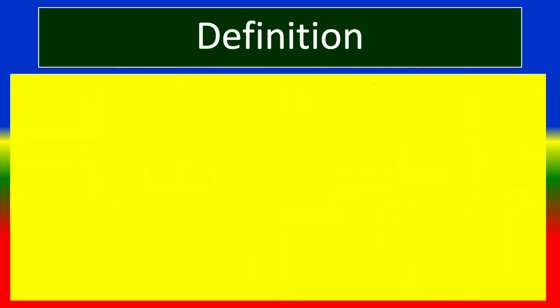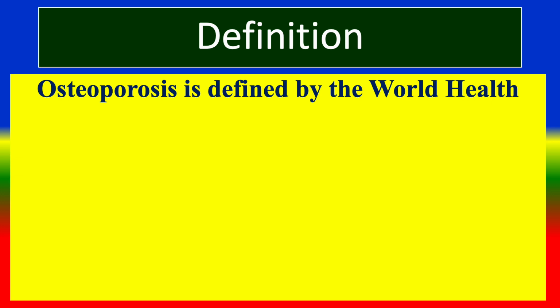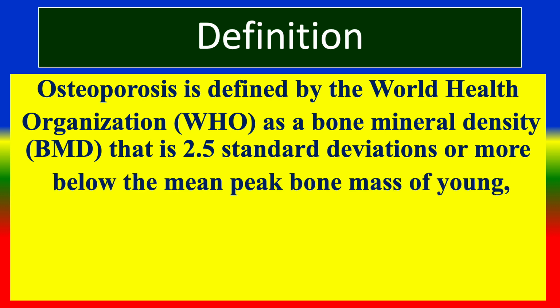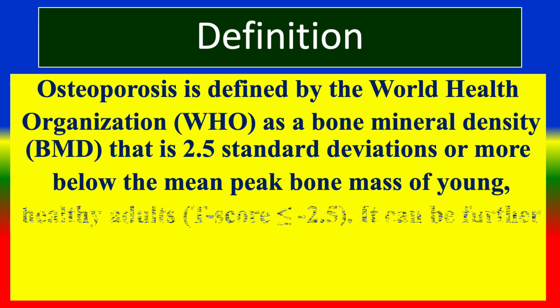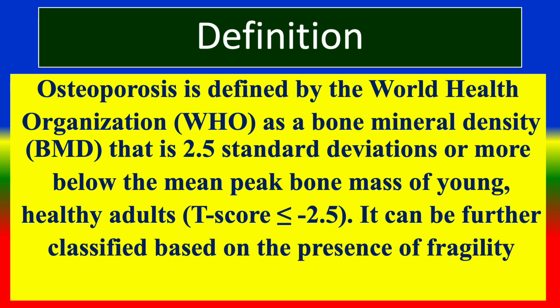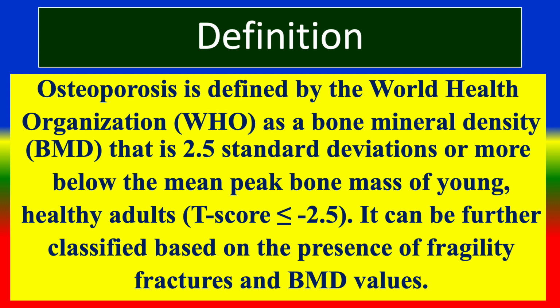A definition: osteoporosis is defined by the World Health Organization as a bone mineral density that is 2.5 standard deviations or more below the mean peak bone mass of young healthy adults. It can be further classified based on the presence of fragility fractures and BMD values.